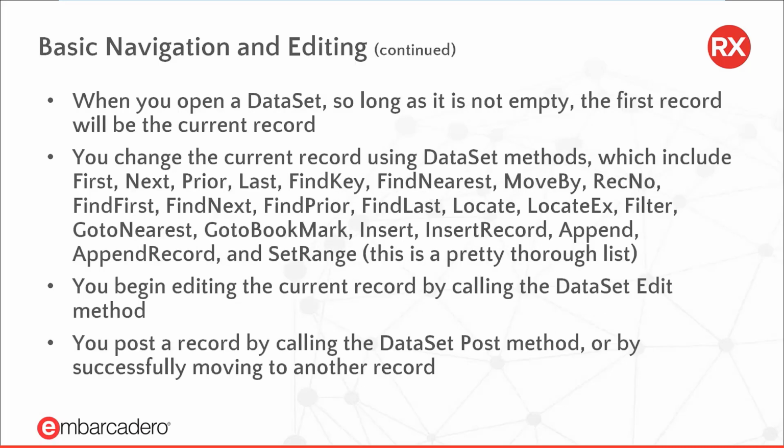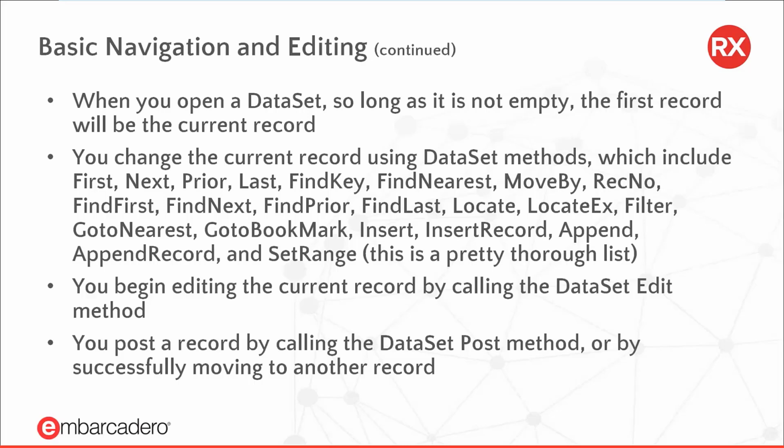So again, talking about basic navigation and editing, when you open a data set, which you do by calling Open or setting Active to true, as long as it's not empty, the cursor will be on the first record of that data set. And in RAD Studio terminology, we refer to that as the current record. And you can change the current record using one of the dataset methods. And there's a whole lot of them. First takes you to the first record, Last puts you on the last record in the result set.